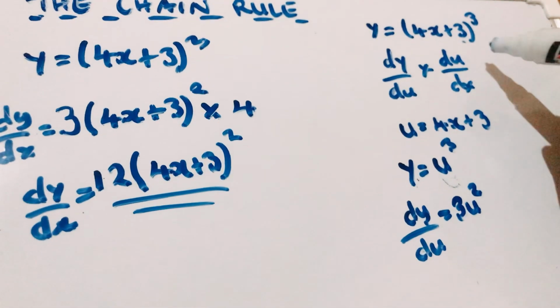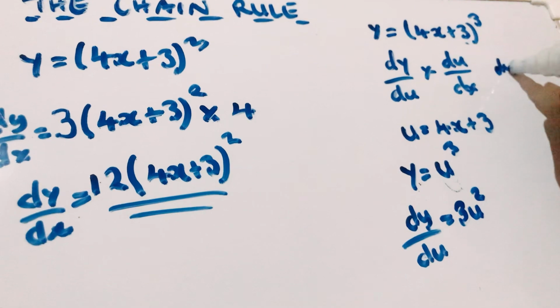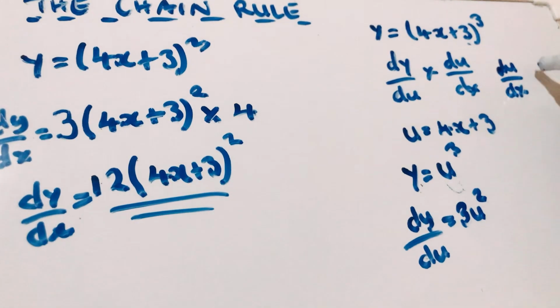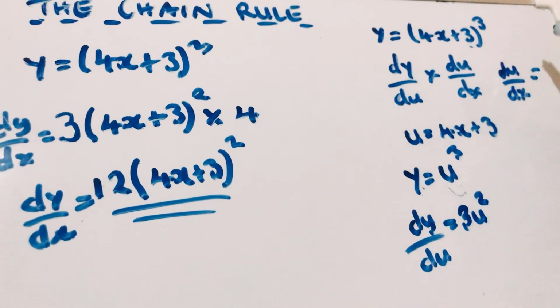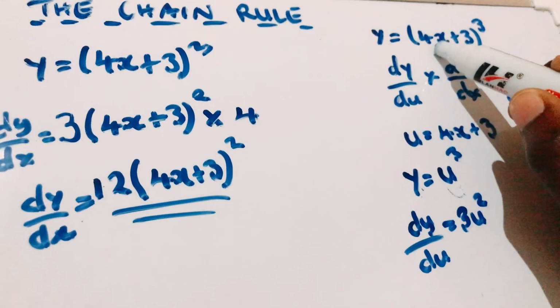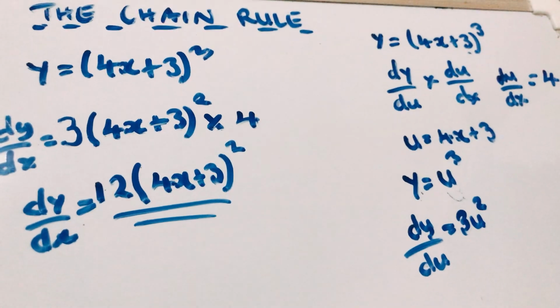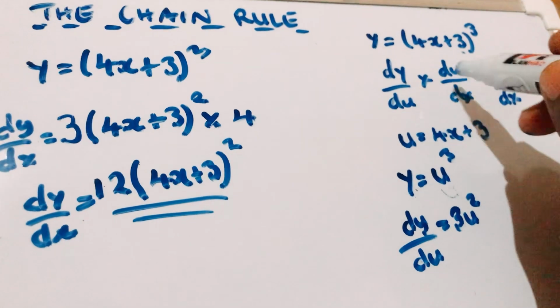So du dx will be the derivative of the inside function. So du dx is equal to the derivative of what's inside is just 4, because the derivative of 4x is 4, and the derivative of 3 is 0. So this is 4. Now we mix it up like this.